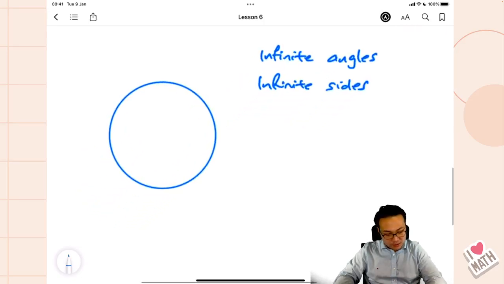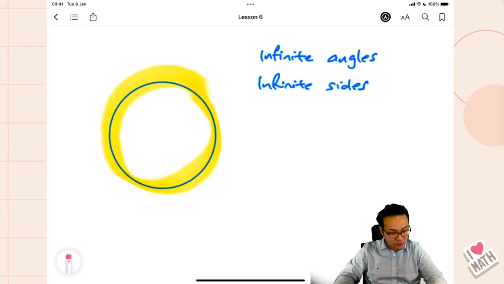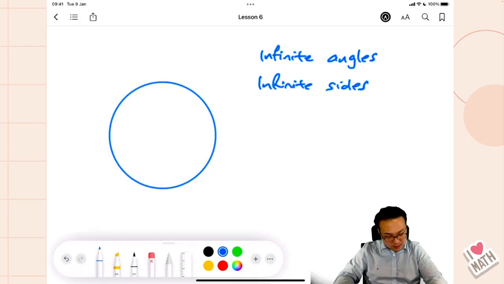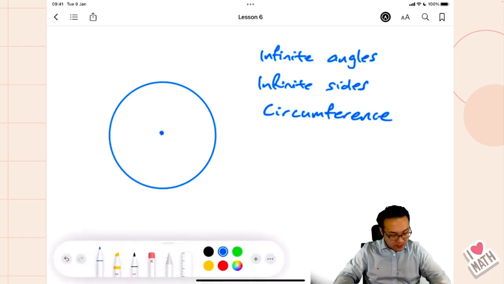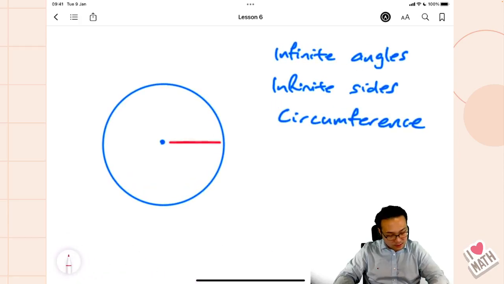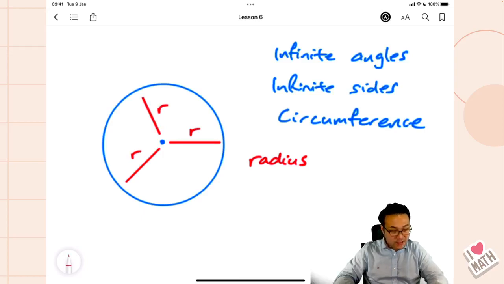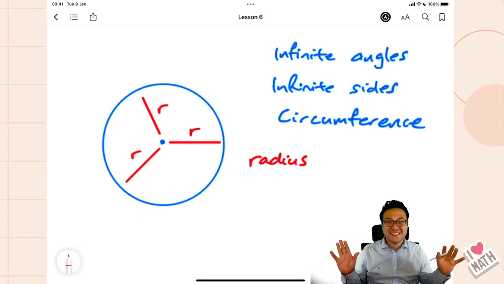What else? Do you call it a perimeter? If I want to find the length around the circle, do I call it perimeter? No, I call it circumference. Sounds like circle, right? Circumference. And this is the center of the circle. A very important length that you need to know is the radius. I call it R. Radius is the distance from the center to the side. It can go in any direction. It's all the same length. From the center to any side, it's always the same radius.